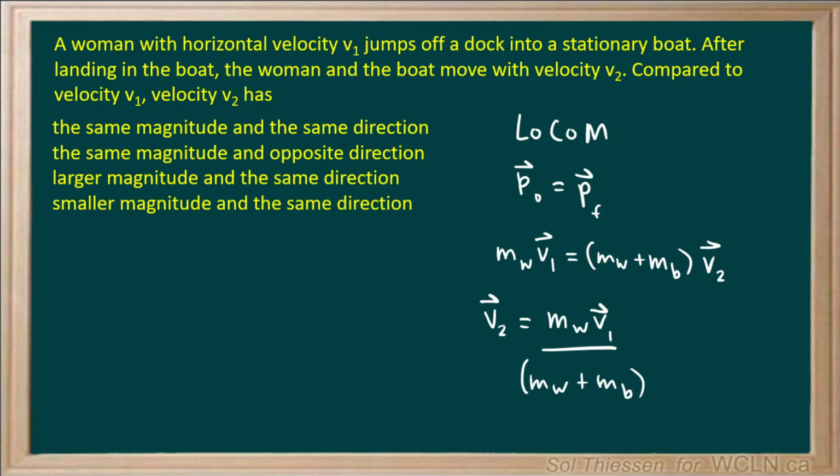So v2, the velocity after the woman and the boat are coupled, must have a smaller magnitude, but it will have the same direction.